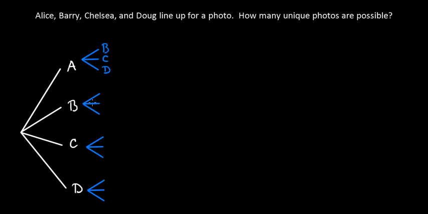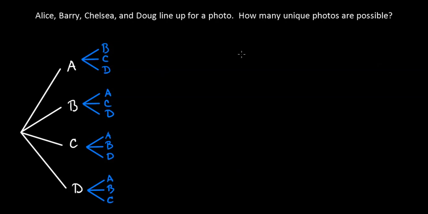And if Barry stands in the leftmost position, then we could either have A, C, or D left for that second position. And then if we pick Chelsea for the leftmost position, then either Alice, Barry, or Doug, of course. And I better not take up too much space because we're going to need it, as you'll see in a few more minutes. Then our second choice could have been Alice, Barry, or Doug. And if Doug is in that leftmost position, our choices for the second person in this lineup would be Alice, Barry, or Chelsea.